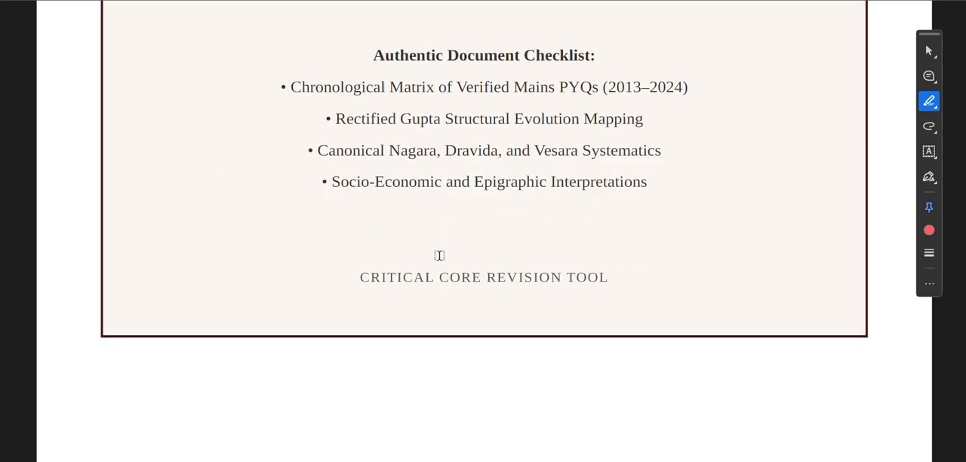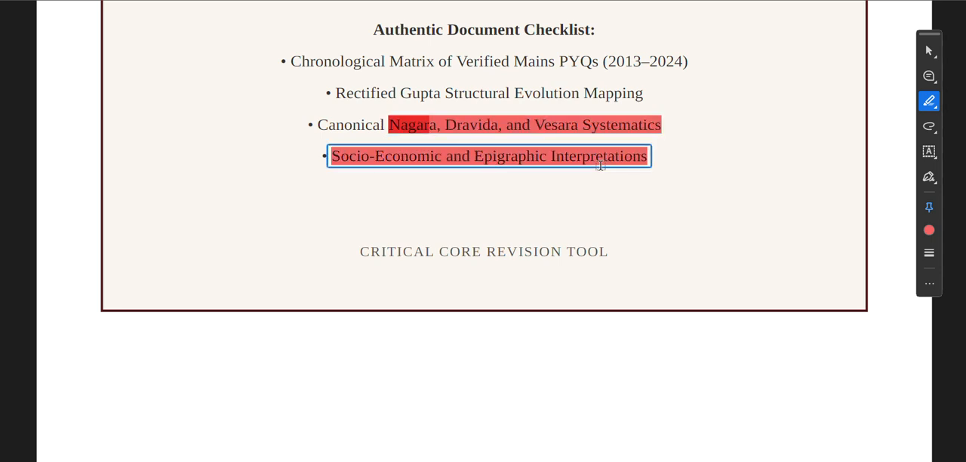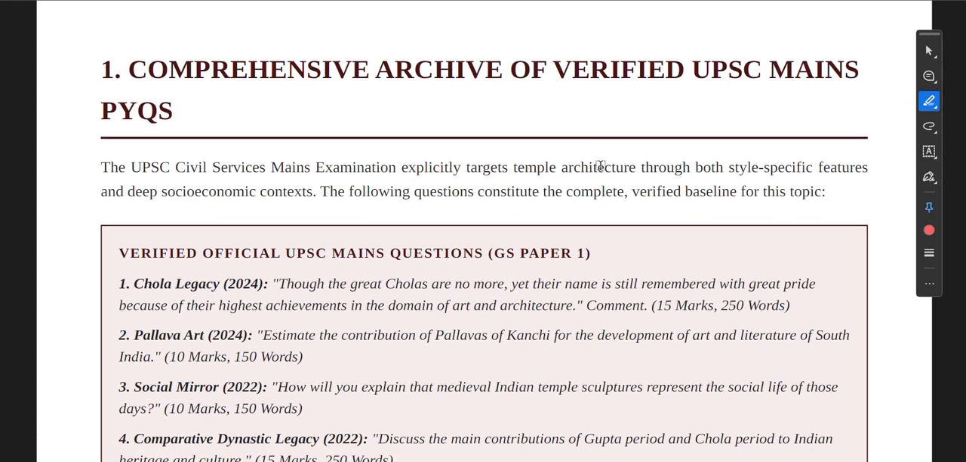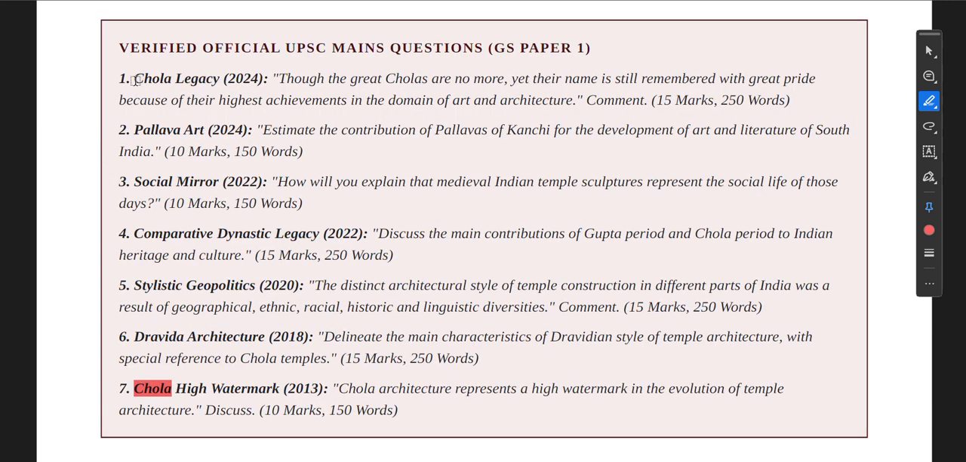This is based on the previous year questions. This will cover the entire architecture of South India, North India, as well as the socio-economic and epigraphic interpretations. So let us start. If you see the previous questions of art and culture, you will find what they are asking. They have already asked a question on the Chola legacy. Chola is a very favorite topic of the UPSC. In 2024 they asked a question on Chola, and again they have asked it before.